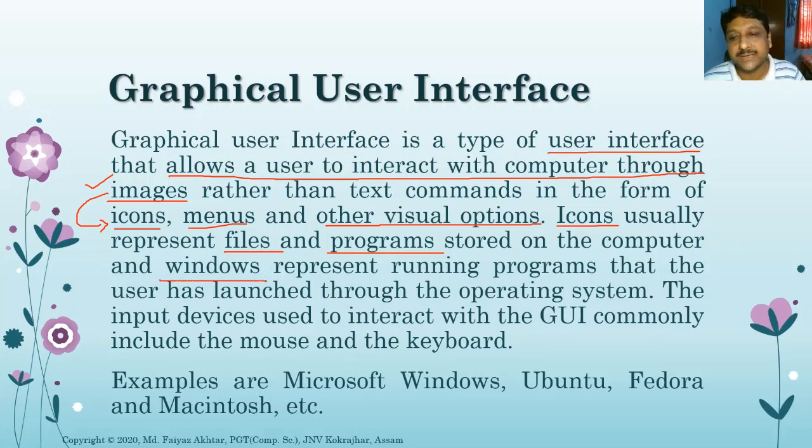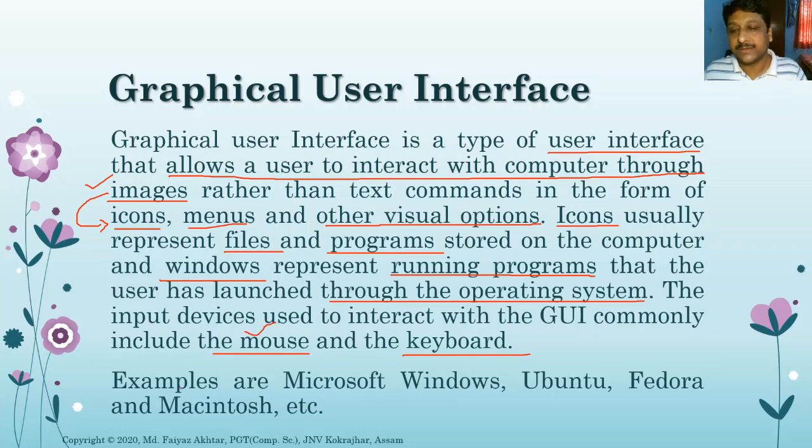Some small windows will come, and those windows will tell you that some programs are running through the operating system. The input device that usually interacts with the GUI is commonly the mouse. The primary input device is the mouse for the graphical user interface, and secondary is the keyboard. With the help of the keyboard, you can do typing and those things.